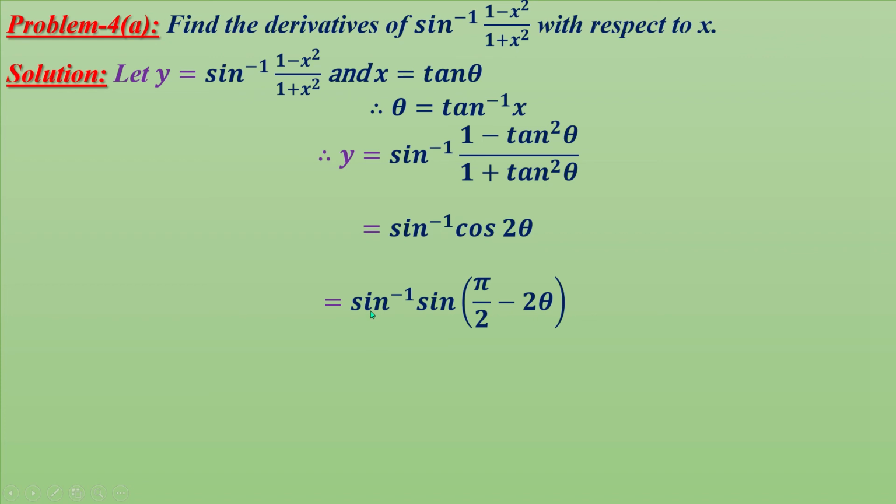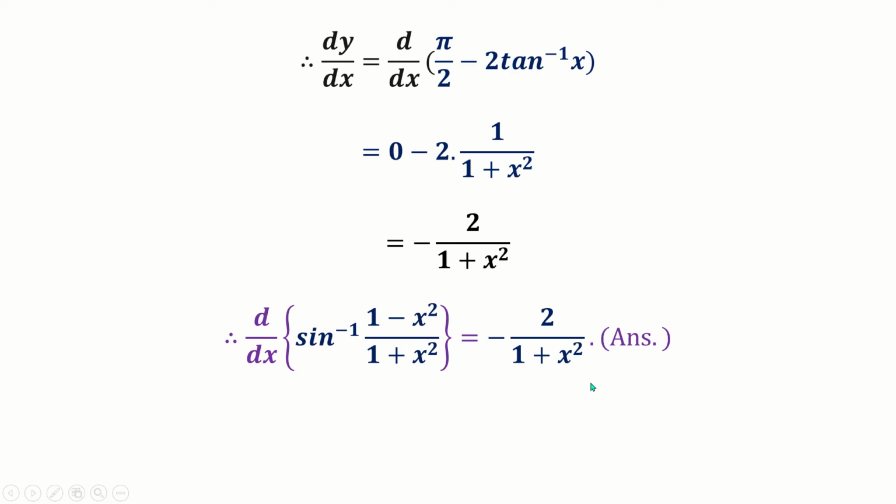Clear? So sin inverse sin is equal to 1. That means we can vanish this. Here there will be only pi by 2 minus 2 theta. But theta is equal to tan inverse x. So we can write pi by 2 minus 2 tan inverse x.